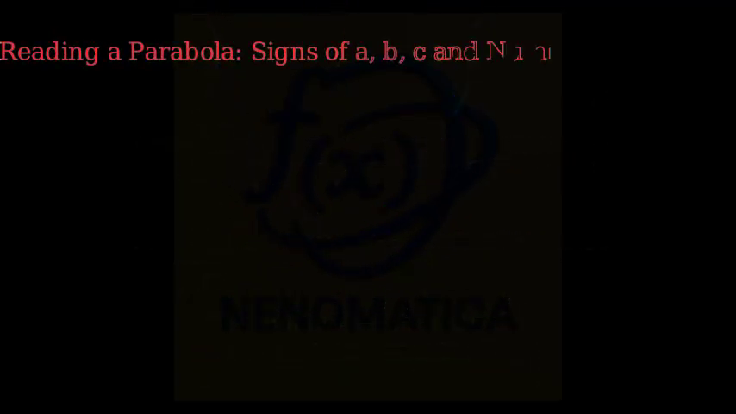In this lesson, we will read key information from a downward opening parabola to determine the signs of the coefficients a, b, and c in ax squared plus bx plus c, and then decide how many real solutions the equation has.